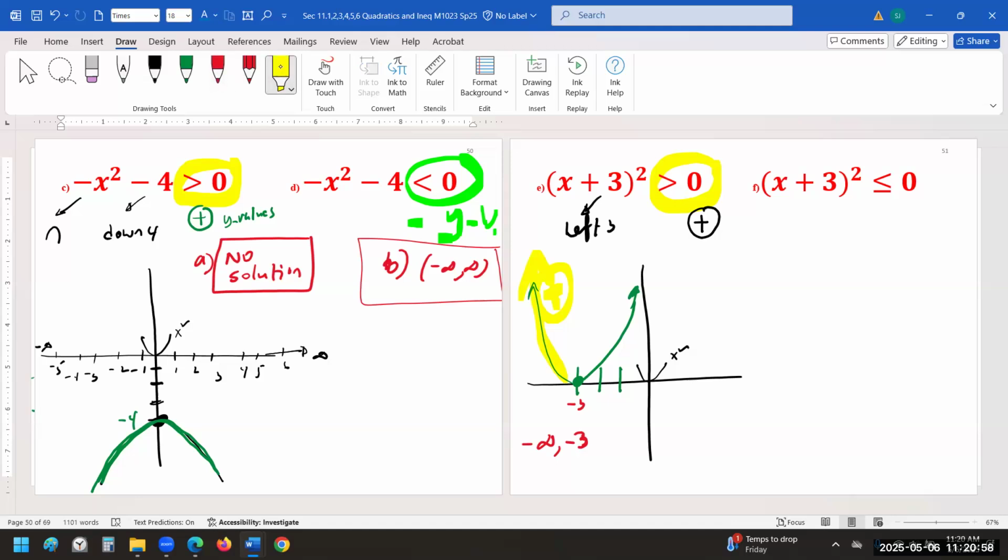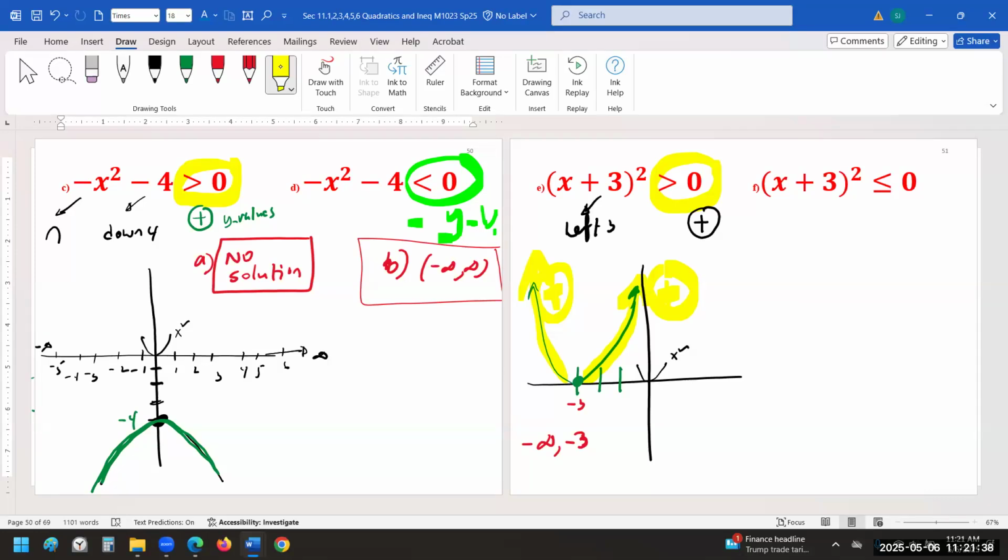But when x is negative 3, what is y? When x is negative 3, how much is y? 0. Are they asking for 0? No. That means we cannot highlight here. We have to highlight after negative 3. So even though basically the entire graph is positive, there's only one place that you cannot have in our solution. That's the 0. When y is 0, we cannot have it because there is no equal sign.